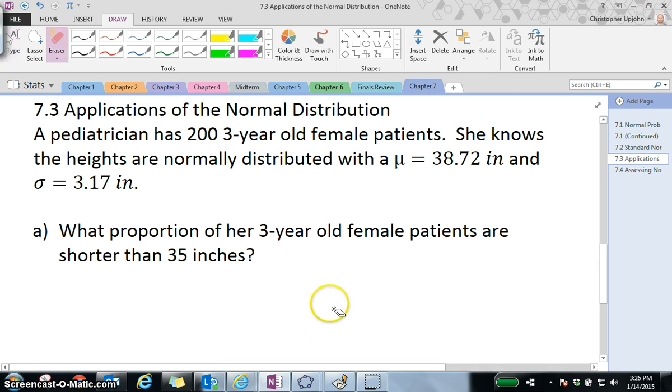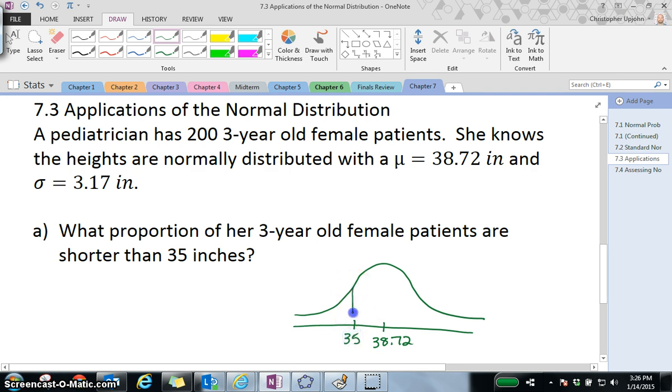First thing I always want us to do is to draw our normal curve. We have our normal curve. We know that the mean, our middle, is 38.72. We don't know exactly where 35 is, but we know 35 is somewhere to the left of that. And we want shorter than, we want the area to the left. Since we're finding the area to the left, we want to use normCDF. We want to find the area under the curve.